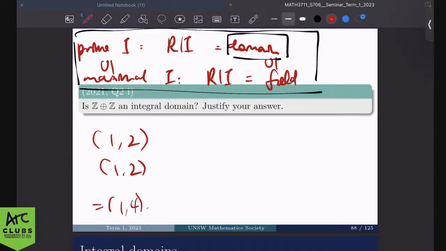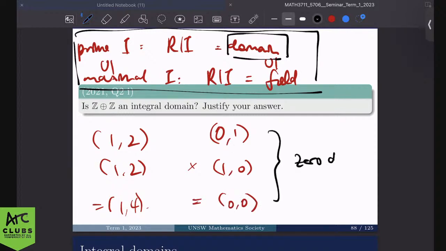Well, if you think about it, the question is, does this have any 0 divisors? So is it possible to get two numbers that are both not equal to 0, multiplying to give you 0? Well, if we've got a 0 here, and a 1 here, and a 1 here and a 0 here, then that's equal to (0, 0). And that means we have 0 divisors, which is not allowed.